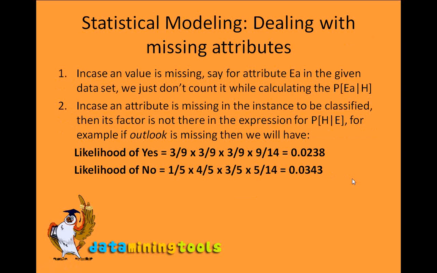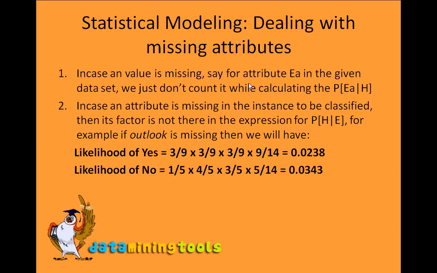Now we will study how we deal with missing attributes in statistical modeling. In case a value is missing, say for an attribute E_A in the given data set, that is our training set, we just don't count it. We don't include it in the calculation of our fractions, in the calculation of our probabilities. So this is how we deal with a missing attribute value in the training set.